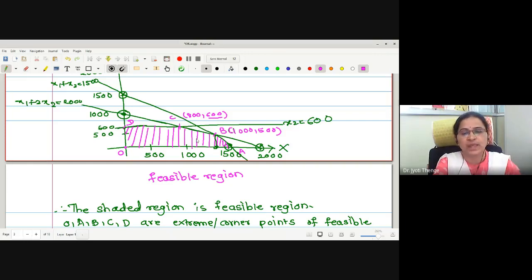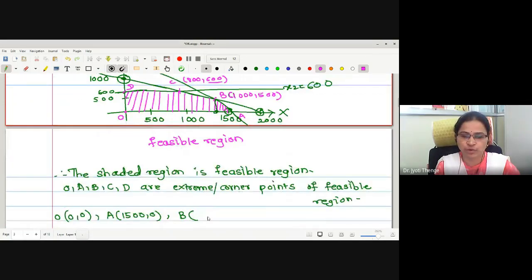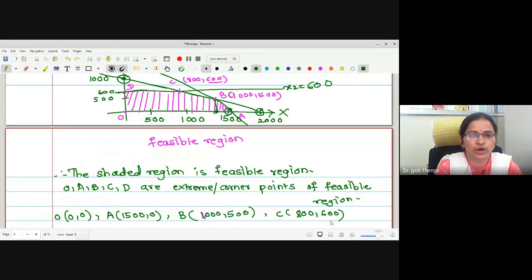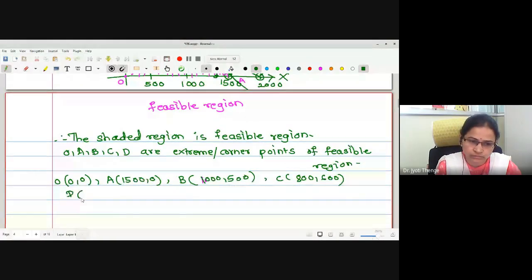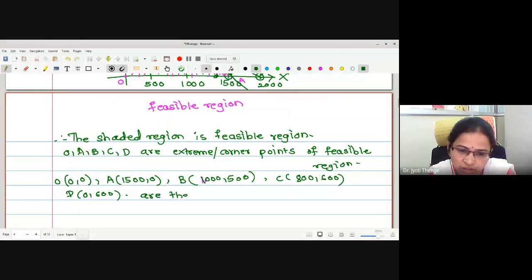Therefore, this is the way you can cross check whether the coordinates of the point you have obtained on the graph paper are correct or not. Let me write in the coordinates of the point B as 1000 and 500. Coordinates of the point C are 800 and 600. And lastly, the coordinates of point D are 0 and 600. These are the extreme points.